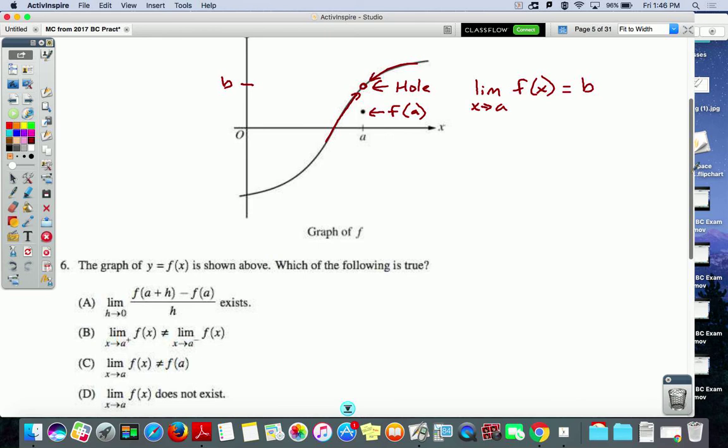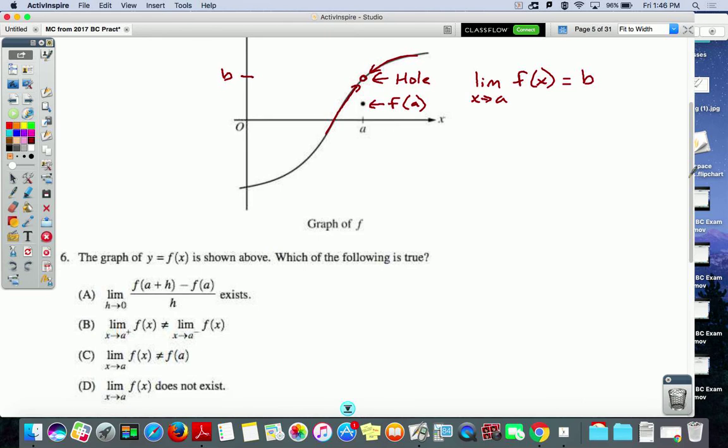I'm going to first look at option D. It says the limit of f of x does not exist as x approaches a. I know that's false just from what we previously talked about. I'm also going to look at B. It says the limit as x approaches a from the right side is not equal to the limit as x approaches a from the left side. This is also false. Remember that plus and minus mean right side and left side.